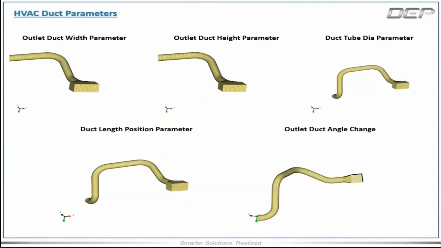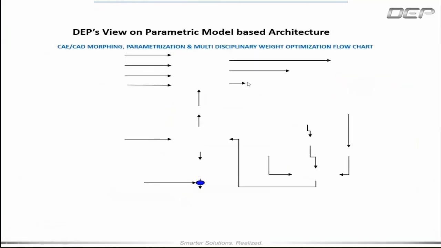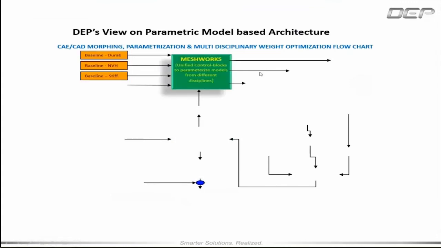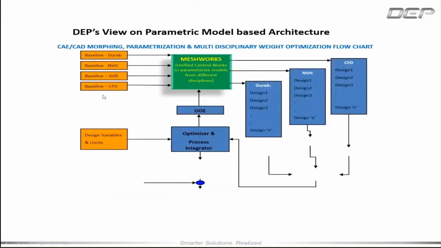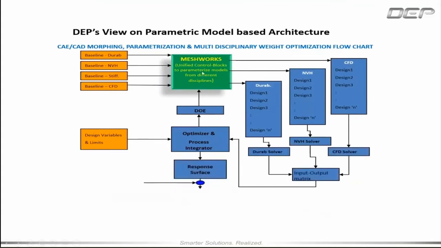So once all the parameters are created, they can be used as a parametric model based architecture of an optimization technique, where the user can build a baseline design, which is a CFD model. From the baseline model, he can generate multiple parameters, so a number of parameters can be created in a model.